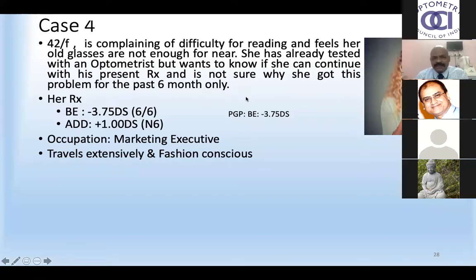So she has a doubt whether this prescription is right, whether she really requires glasses, and whether she can continue with the old prescription. Her old prescription was minus 3.75 diopter sphere in both eyes. Her present glasses are minus 3.75 diopter sphere for distance. Vision is 6/6. Addition is plus 1 for near. Vision is N6. The person is a marketing executive, travels extensively and is fashion conscious.